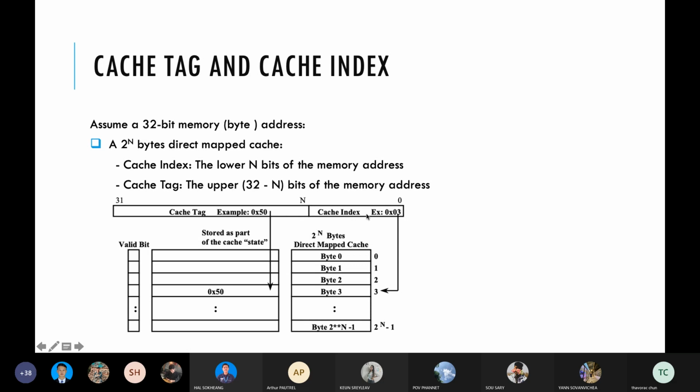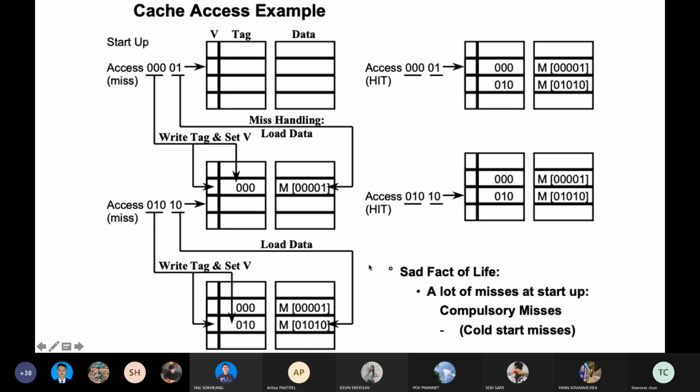And the cache index here, normally the size is equal to the number of data that can be located inside the cache. So let's say that the cache size is 2 to the power n. Then the number of bits inside the cache index is 0 to n. And the remaining 32 minus n bits represent the cache tag. You will see the detail about this in the example below.